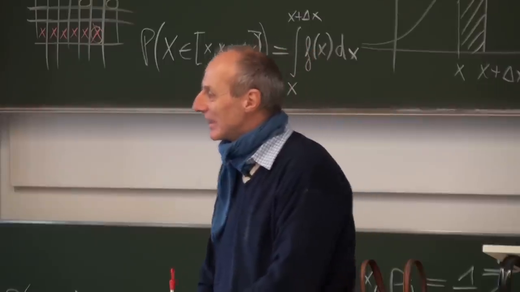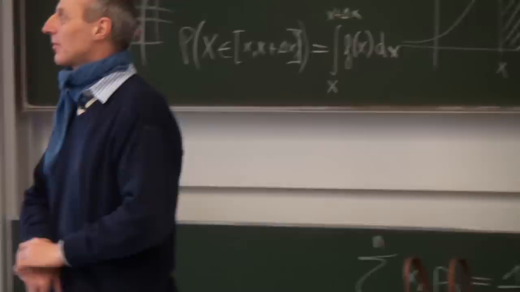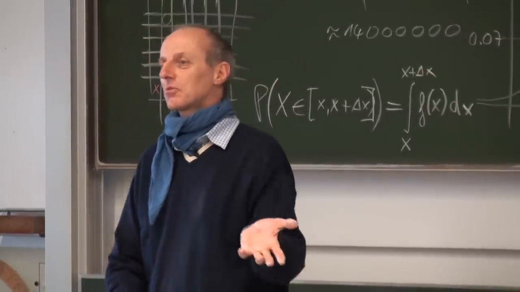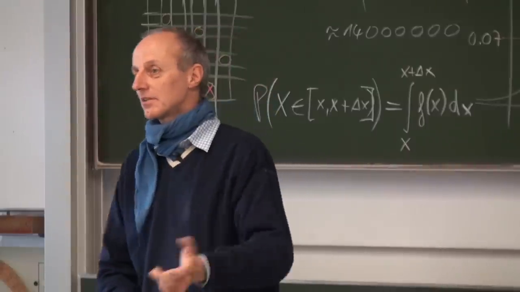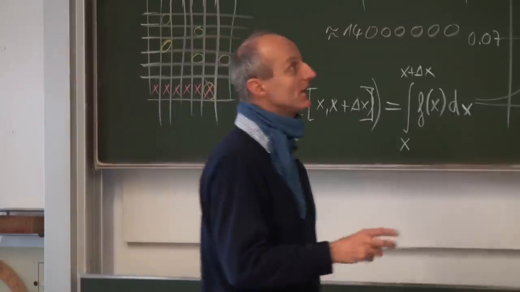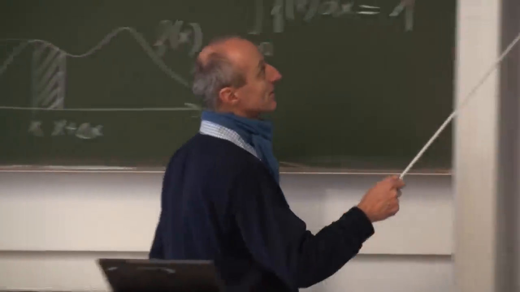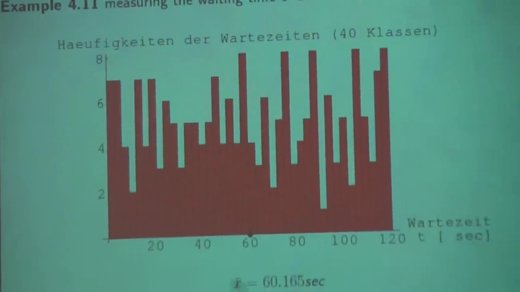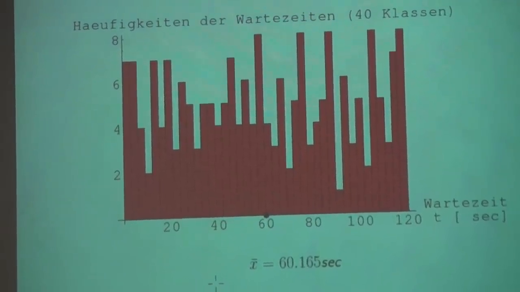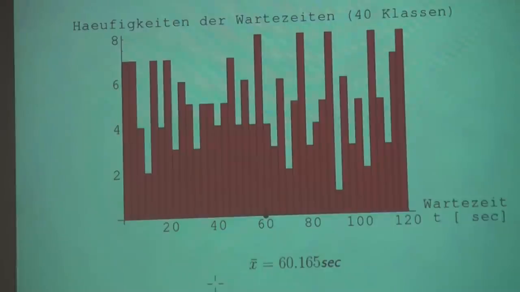Okay, and what happens is, I did it for 200 days this year. I mean, one year has about 200 working days, and I made statistics every day when I drove back home from here. And this is the distribution of waiting times. You see, between 0 and 120 seconds was my waiting time this year. Yeah? And that's the frequency, how often I observed a certain waiting time.